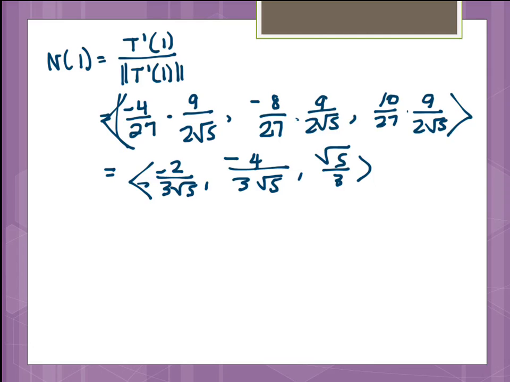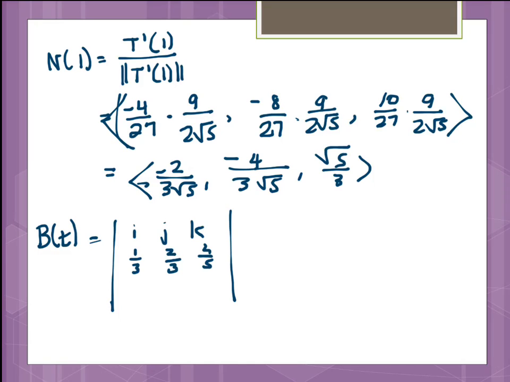All right, so we still haven't found everything we want, though we've found all the details that we need to get where we want. I need to find the binormal vector. So the binormal vector says that I should be able to take the i, the j, the k, and use the values that we found above. So this is 1/3, 2/3, 2/3, and -2 over 3 square root 5, -4 over 3 square root 5, and square root of 5 over 3.